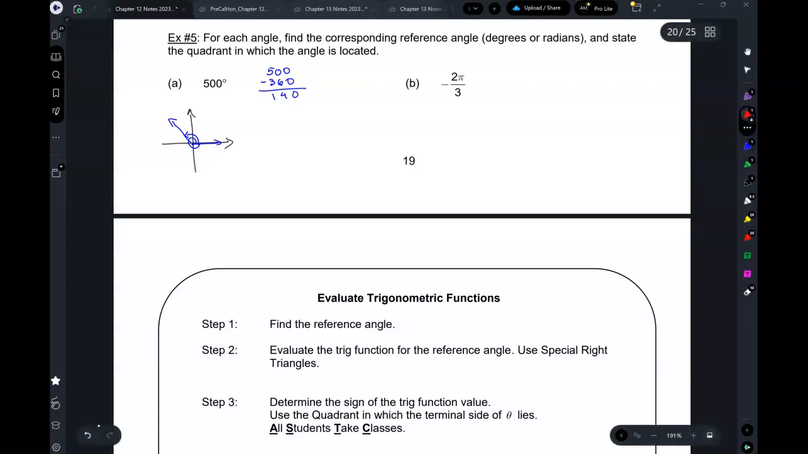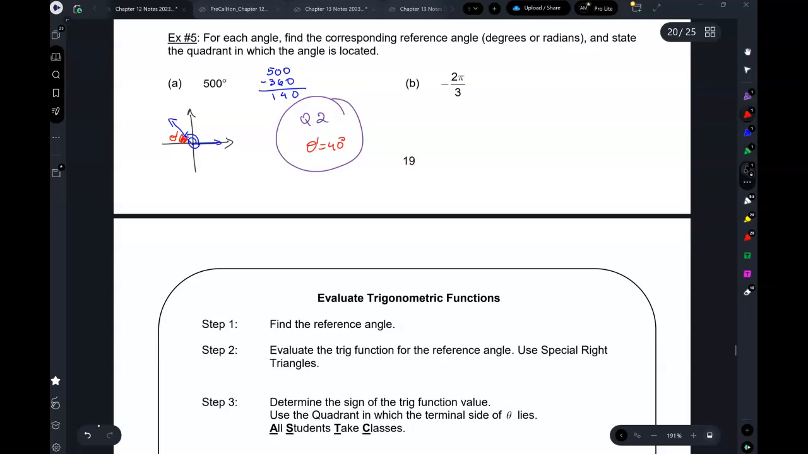Okay, let's figure. Okay, so first of all, this is in quadrant 2. Yeah? Okay, let's figure out the reference angle, theta prime. So my second time around, I went 140, and I have a balance of 40 to the x-axis, so theta prime is 40.